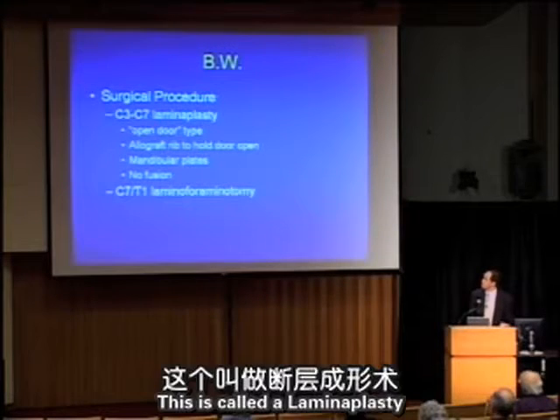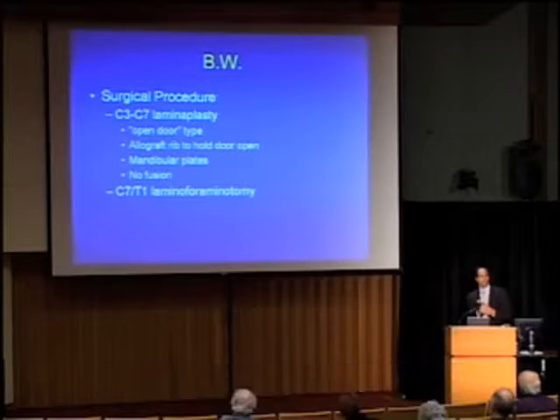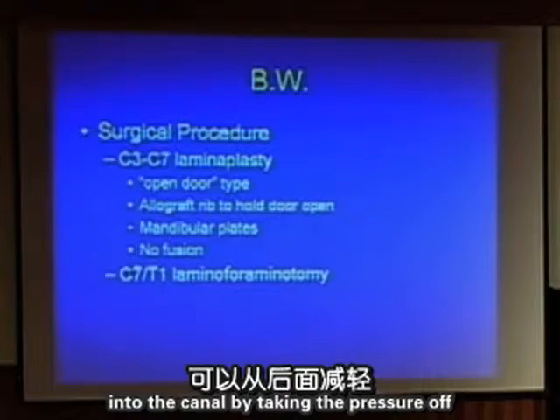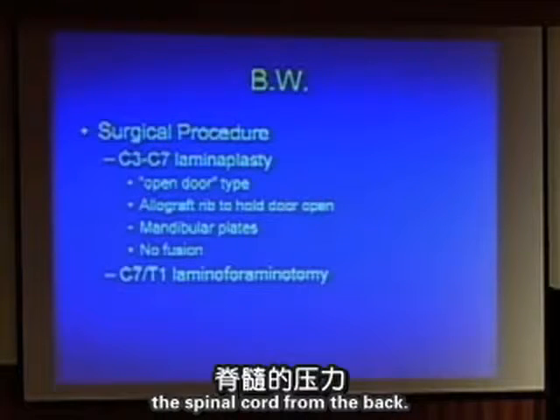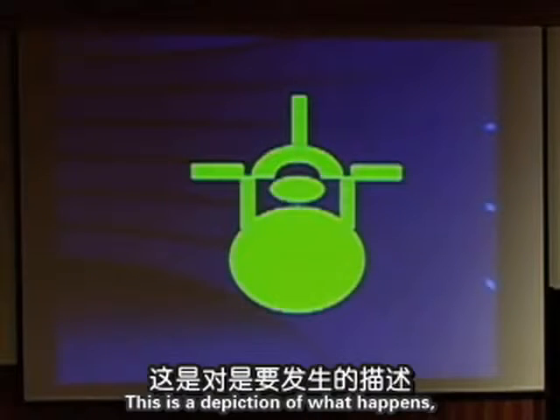This is called a laminoplasty, where we basically create extra room for the discs and the bone spurs that have protruded into the canal by taking the pressure off the spinal cord from the back. This is a depiction of what happens.